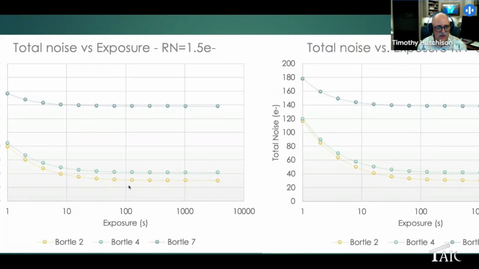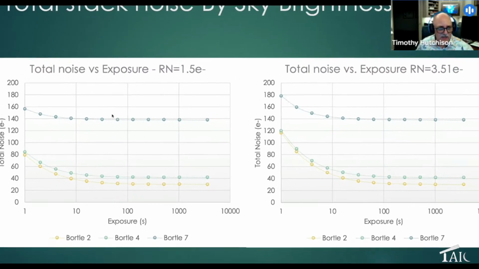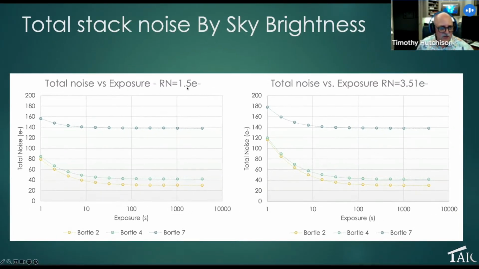Now let's look at what that final noise will be. And for right now, I'm going to ask you to just look at the graph on the left. This is 1.5 electrons of read noise, a Bortle 7, a Bortle 4, and a Bortle 2 sky with an f8 scope. Okay? Notice the same thing that we talked about earlier, the Bortle 7 guy, he's done after 30 seconds or so. He's not going to get any better when it comes to total noise with respect to sky brightness.